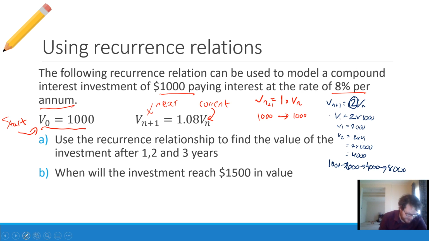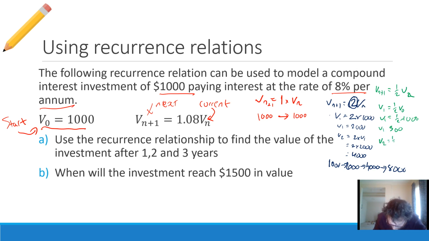The last example, of course, is what happens if V(n+1) equals a half of Vn? Well, in this case, V1 would be a half of V0, which is a half of 1,000, which is 500. V2 is going to be a half of V1, which is a half of 500, so V2 is going to be 250. We can see with this one, we're going down quicker and quicker. We're going from 1,000 to 500 to 250 to 125 and so on. So that example is when it's getting smaller faster and faster.